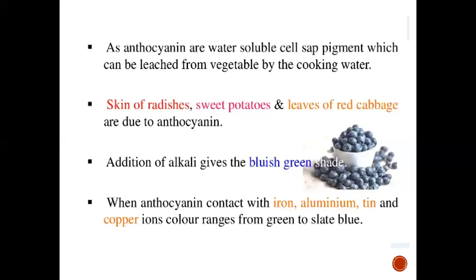Then the skin of radish, sweet potato, cabbage, etc., are all due to the presence of anthocyanin. Now, sometimes when you add an alkali like sodium bicarbonate, it gives a bluish green shade to these anthocyanin pigments. Sometimes when you are adding iron, aluminium, tin, etc., it can change the anthocyanin pigments from green to blue.